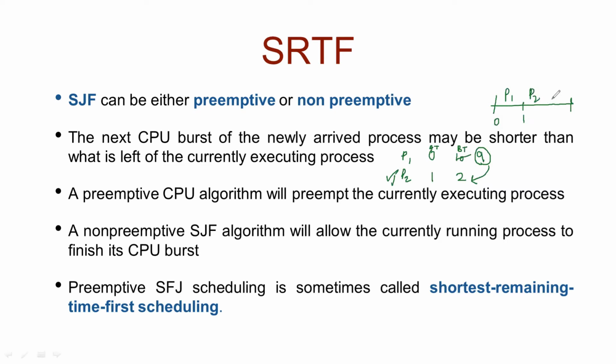P2 will execute till 3 because it has a CPU burst of 2 and there is no more process arriving in the system. After that, P1 can continue its execution. So this is how things work in preemptive SJF.